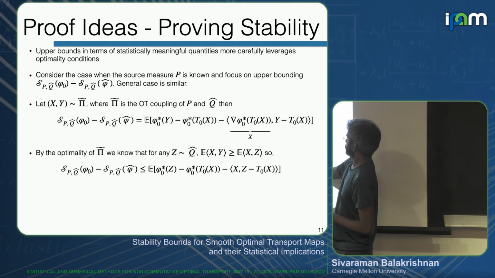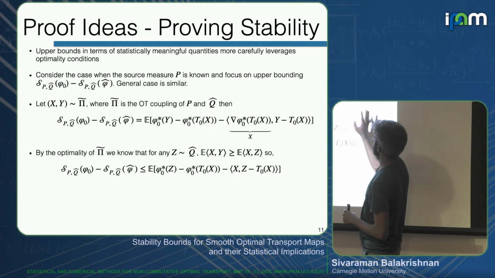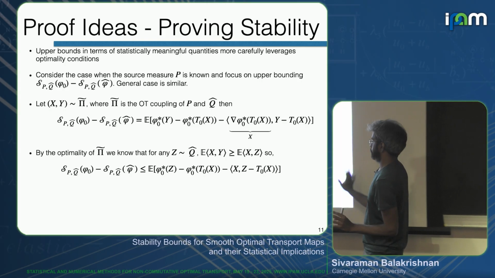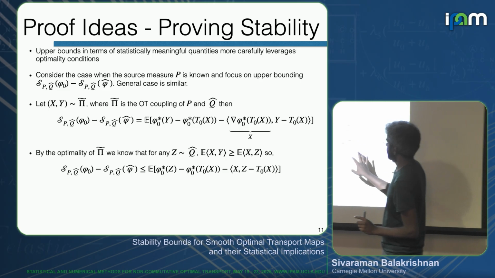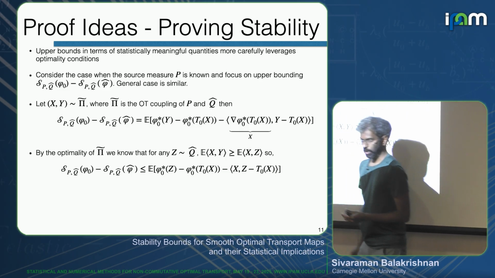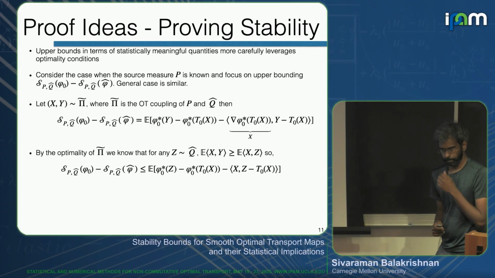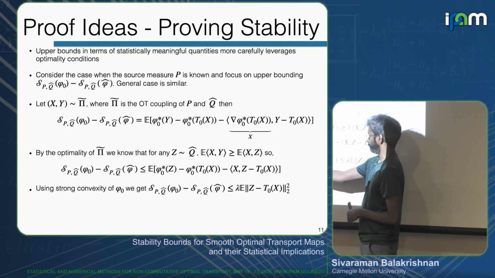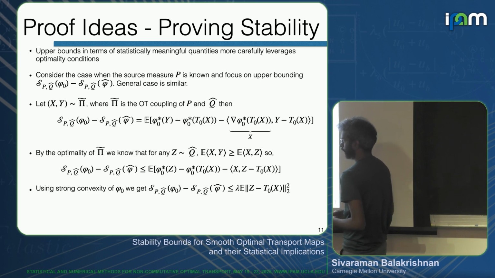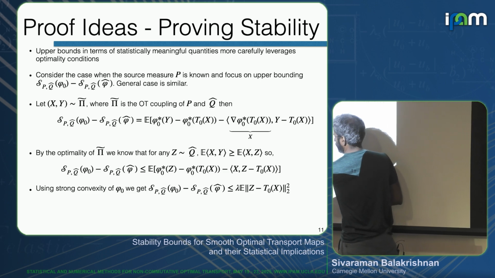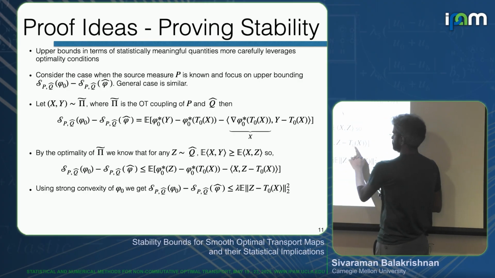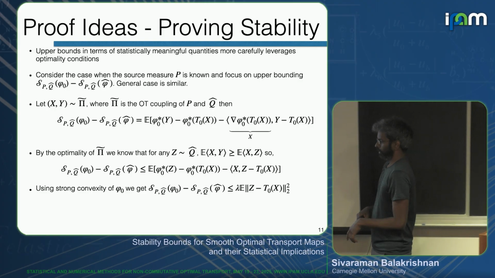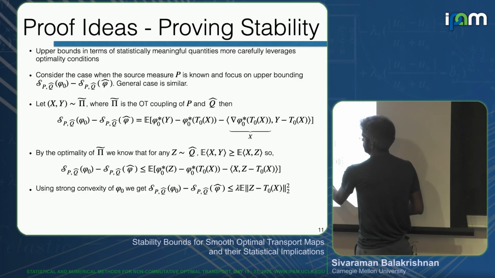So what I can do over here is look at this x dot y term and replace it by any other z that I like. As long as z has the same marginal distribution, this will give me a valid upper bound on this semidual difference. And now we will use the strong convexity of phi 0, or the smoothness of phi 0 star. That will give me an upper bound in terms of the distance between z and t0 of x. And now I'm free to pick the distribution of z.